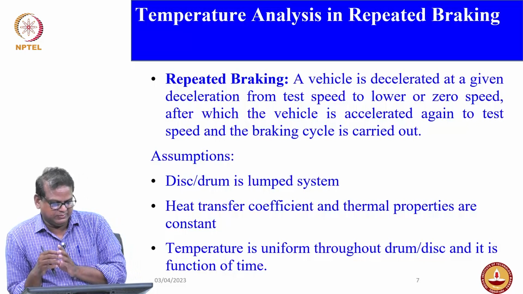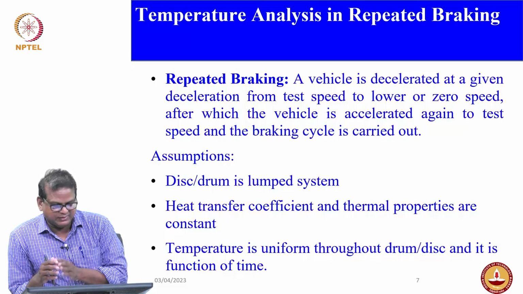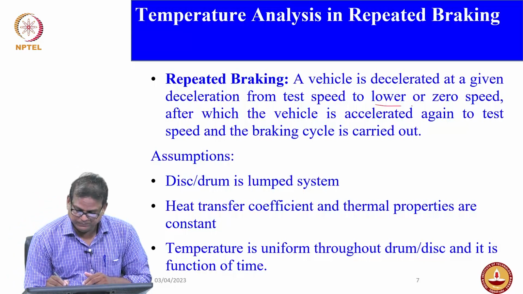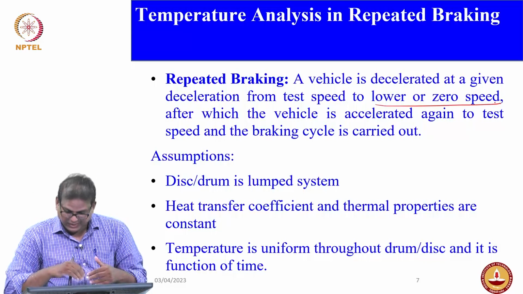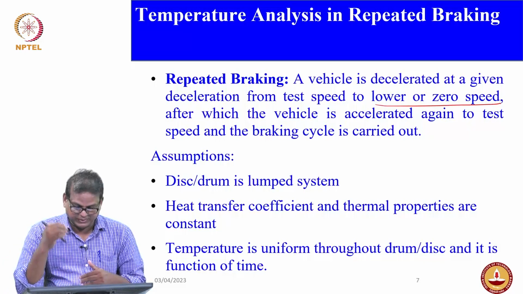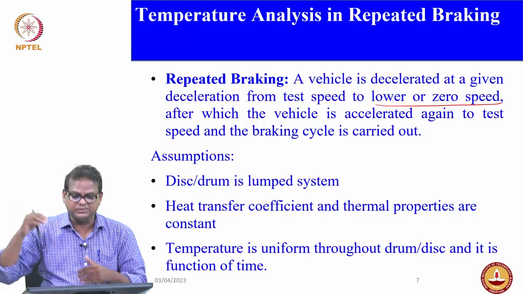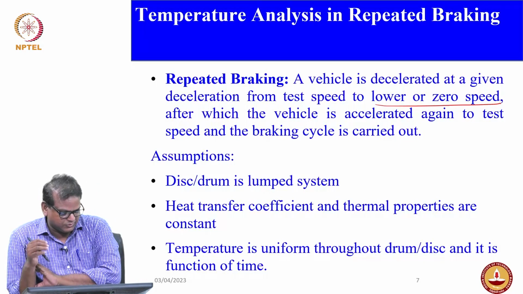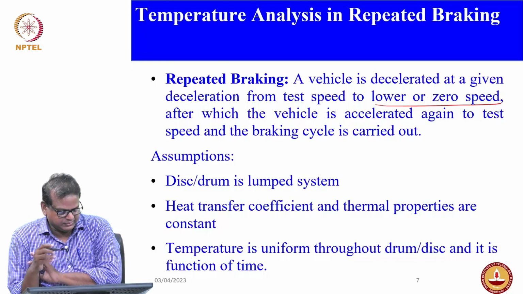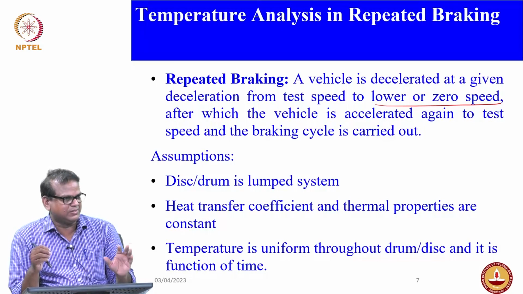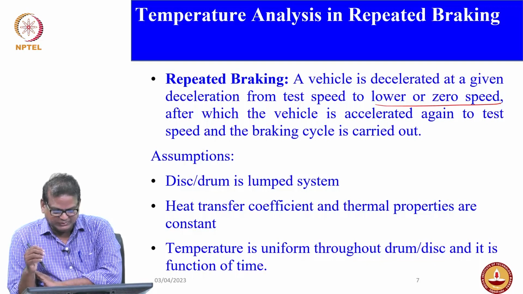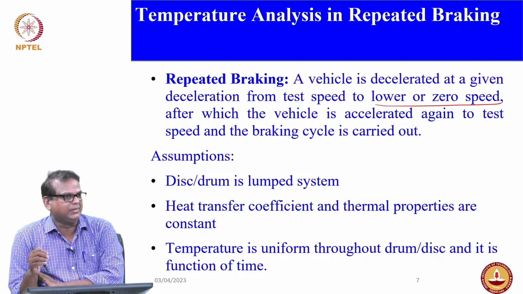As I said, a vehicle is decelerated at a given deceleration from test speed to a lower or zero speed, after which the vehicle is again accelerated to the test speed and the braking cycle is carried out repeatedly. This is called repeated braking. In the analysis, we will assume certain things. The disc or drum is a lumped system, the heat transfer coefficient and thermal properties are constant, otherwise it will be too complex, and the temperature is uniform throughout the disc and drum and is a function of time.